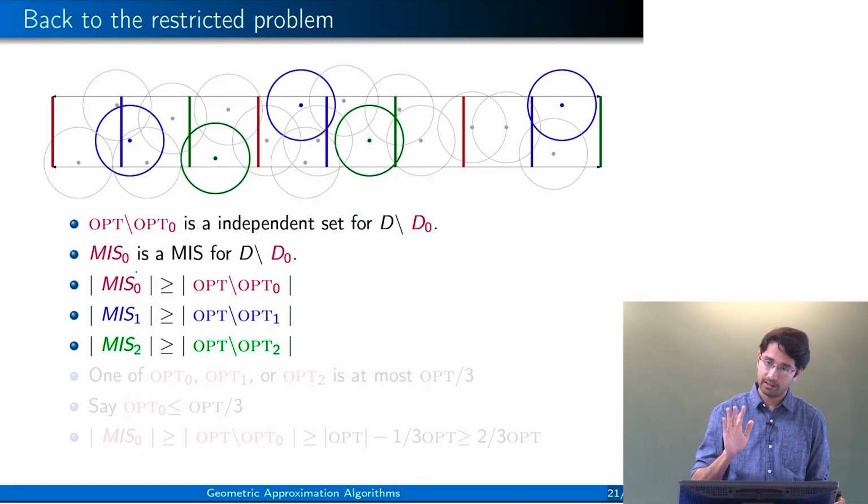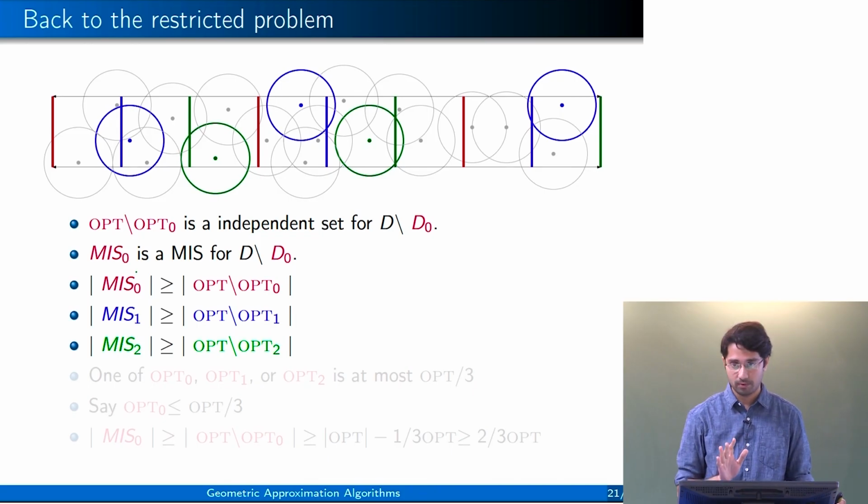From them I have deleted the disks which intersect the red lines. What remains is still an independent set and belongs to D minus D 0. But there is no guarantee that this is a maximum independent set for D minus D 0, but certainly it is an independent set, right. So, I know that the maximum independent set for a problem has to be greater than any independent set. Similarly for the blue and similarly for the green.